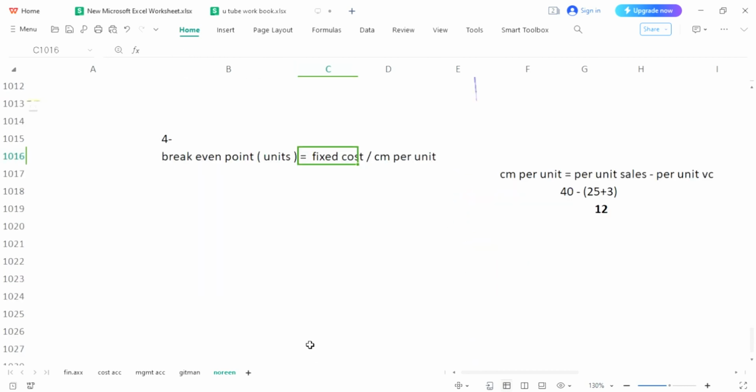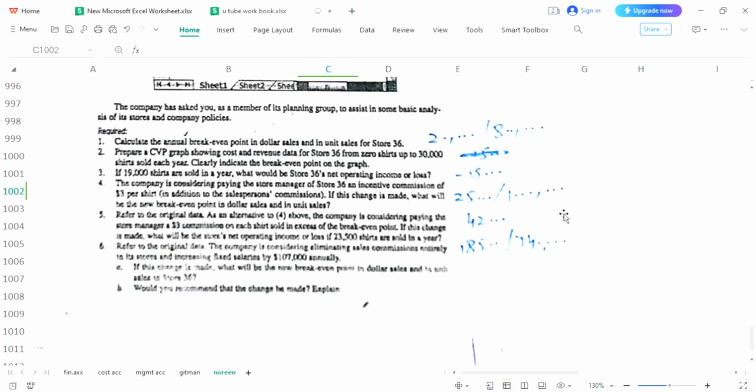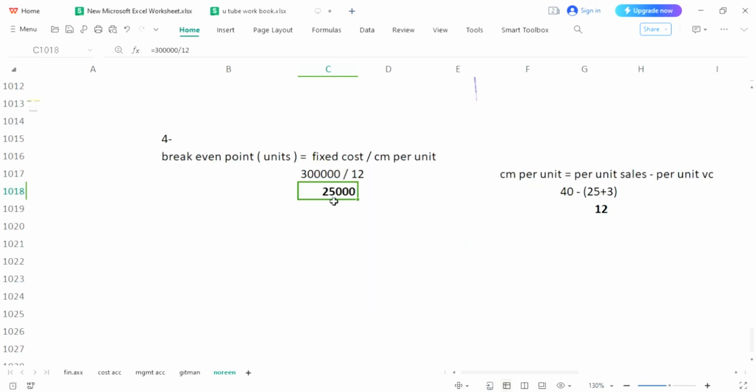So what you will do? First you will write 3 lakh and then you will divide it with CM per unit. Old CM per unit was 15 and now new CM per unit is 12. Put it over here. Statement completed. Now we can calculate 3 lakh divided by 12. So we have our new break-even units, 25,000. Here you can see our third statement answer 25,000 and our answer is also 25,000.